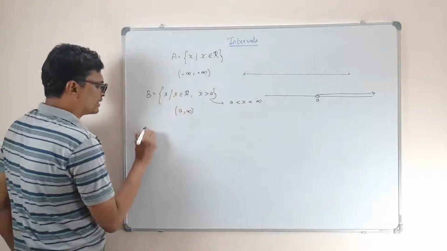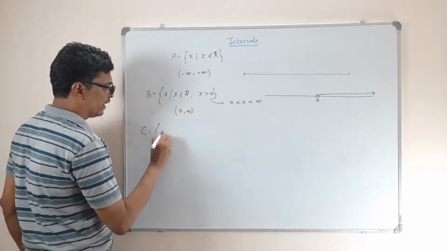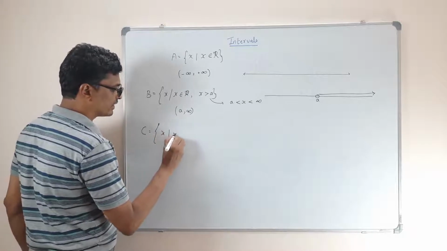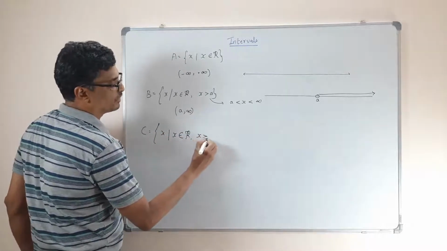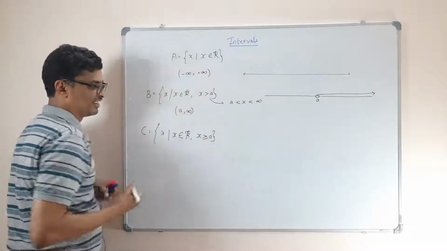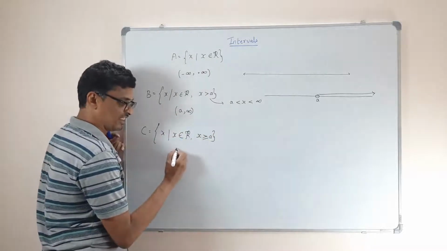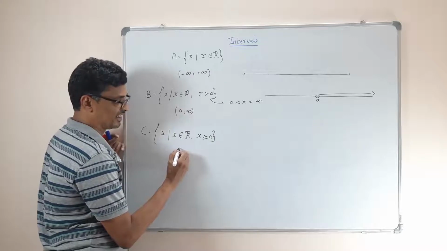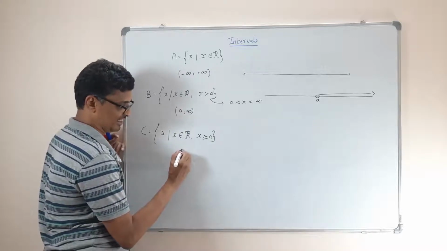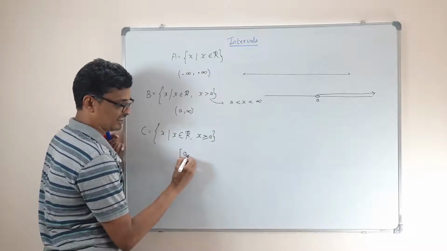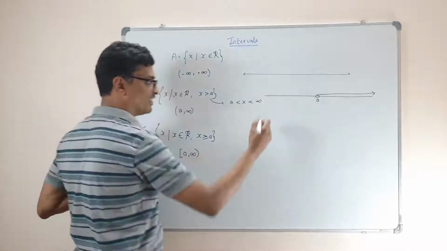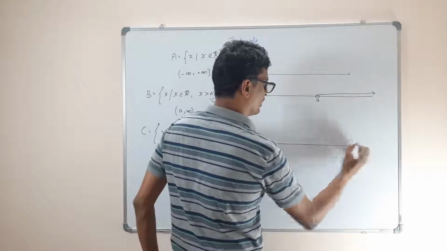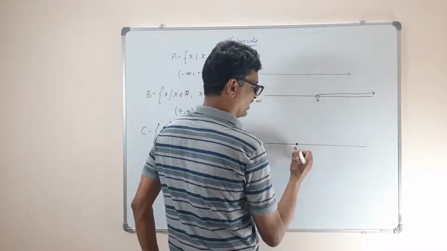Now let me take another set. B is x such that x is an element of R and x is greater than or equal to A. It will be the same, but it will be closed, where? At A. A will have a square bracket. Correct? And then infinity with a curve bracket. Here this will be the same thing, only it will be a solid A.